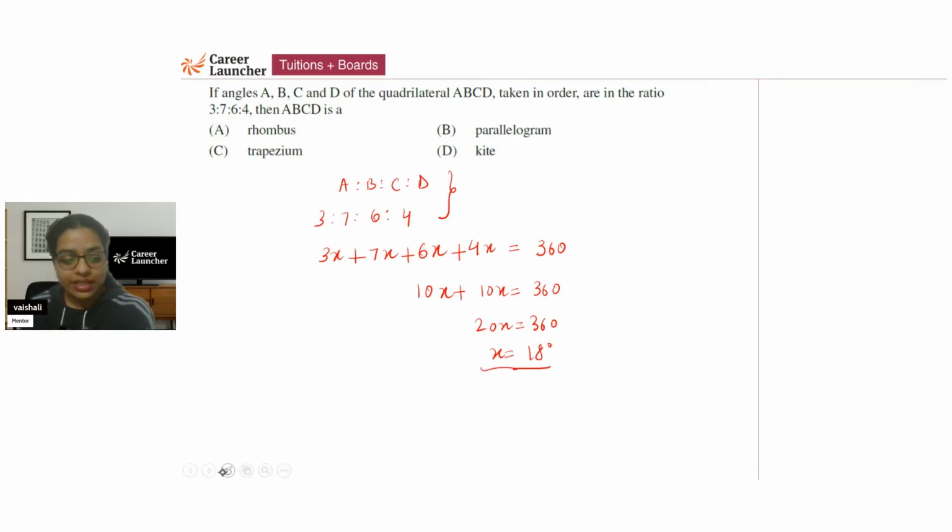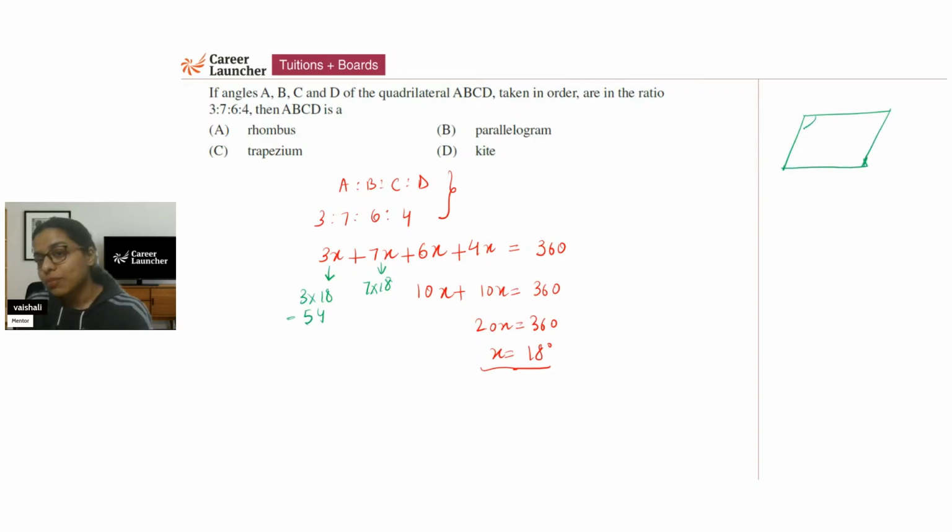Now let us calculate the angles separately. How much is it going to be? 3 into 18. This is going to be 54. 7 into 18. So हम individually सारे angles को calculate कर रहे हैं. The reason is, how can I identify whether we are dealing with a parallelogram? Parallelogram में क्या होता है? Let me just discuss this key property.